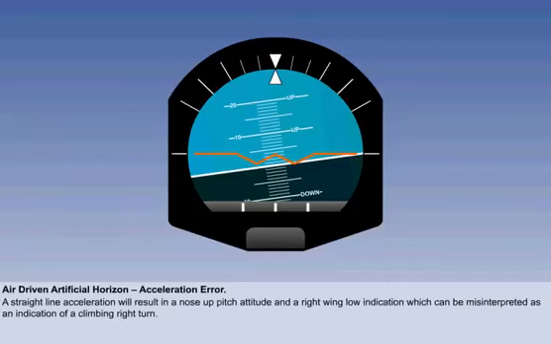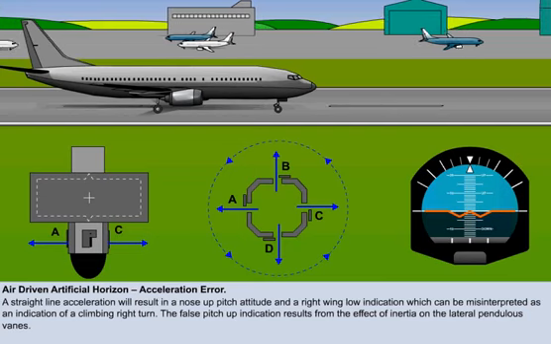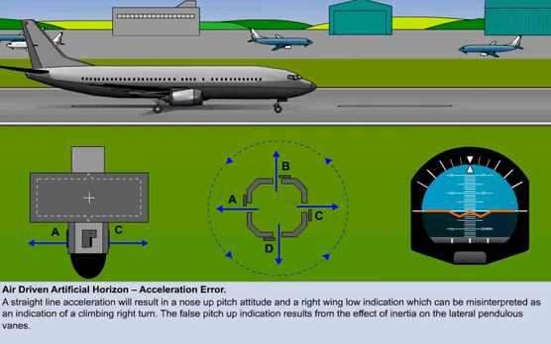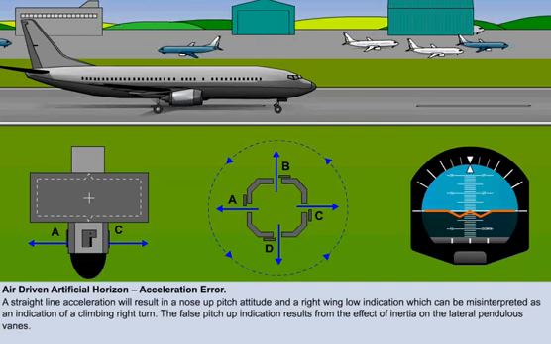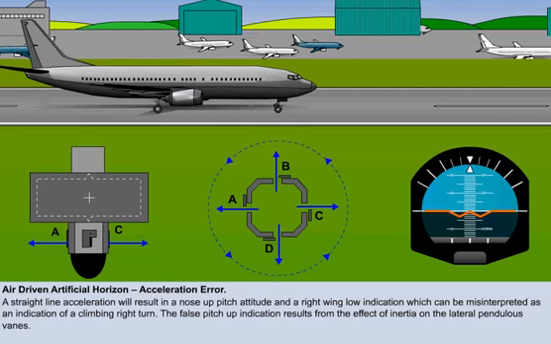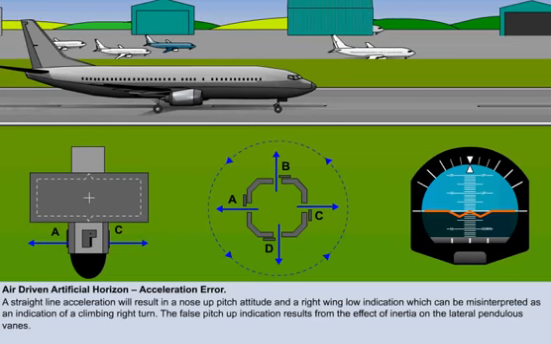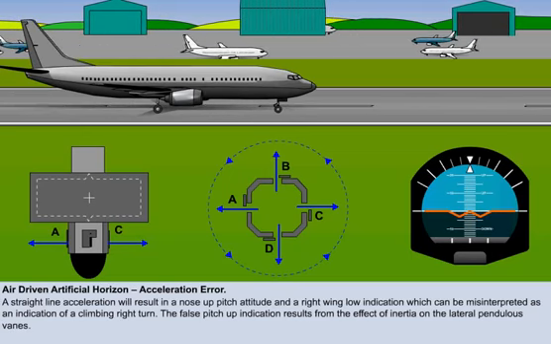Let's look first at why we get a false pitch-up indication, and then we will look at why there is also a false right-wing low indication. The false pitch-up indication results from the effect of inertia on the lateral pendulous vanes.